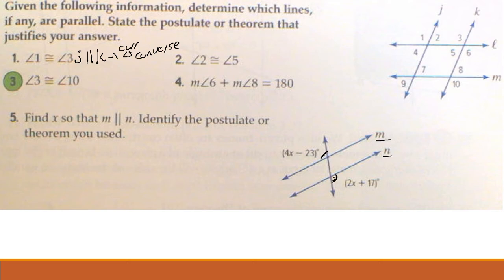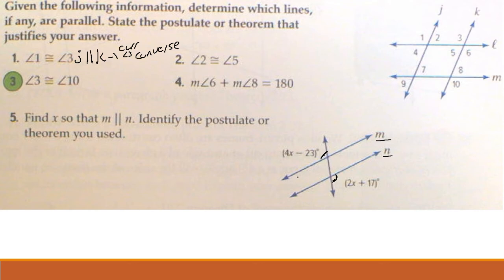Because we don't need to establish a transversal, it's already going to tell us what two lines we need. So m and n are the two lines we're looking to get parallel. These are the two angles I have. What type of relationship do these two angles need to have in order for them to be parallel? Well, let's see. These are exterior angles, and they're alternate.